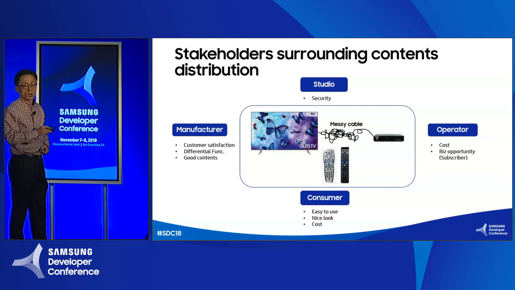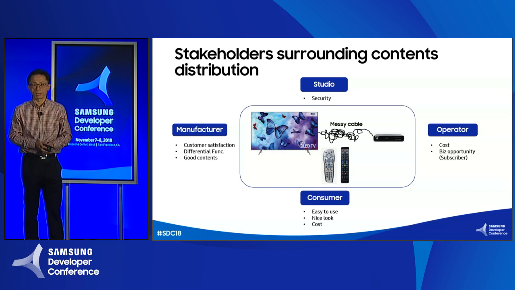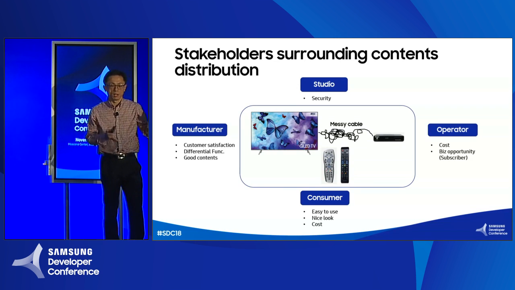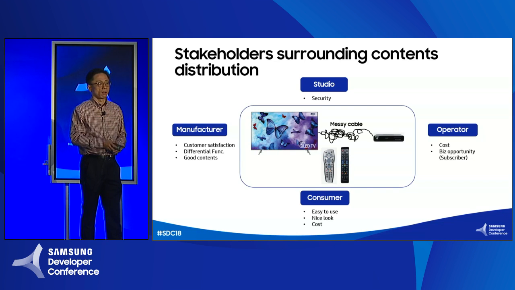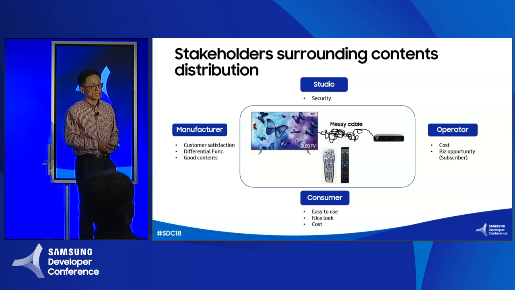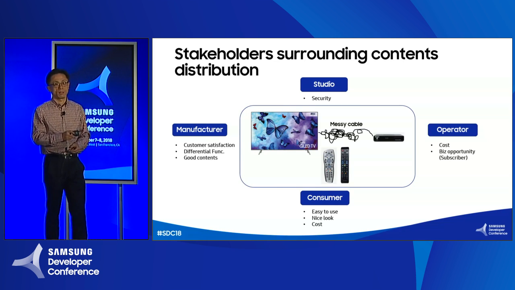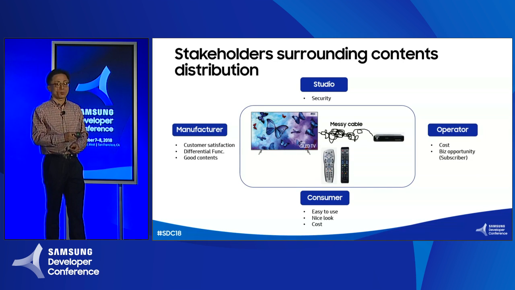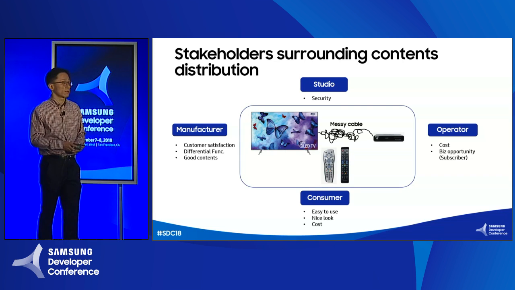Seeing the studio, their concern is how to distribute their premier contents in a secure way. That is their main concern. So they defined the enhanced content protection, ECP profile. And the operator, definitely they are distributing their contents through set-top box or the OTT application and so on. From their perspective, the cost is quite key to them. And definitely the business opportunity to increase the subscribers must be the key factor.